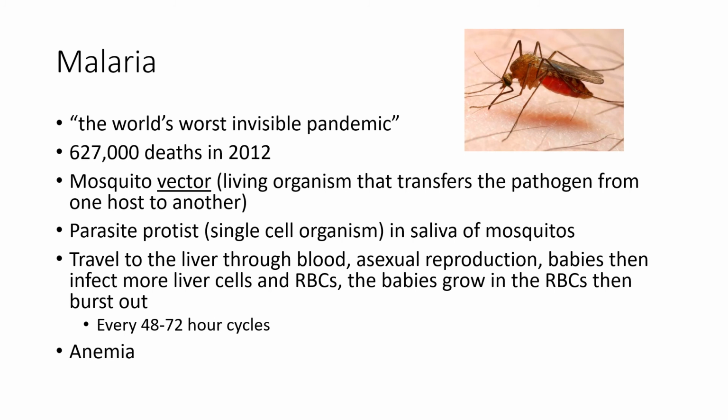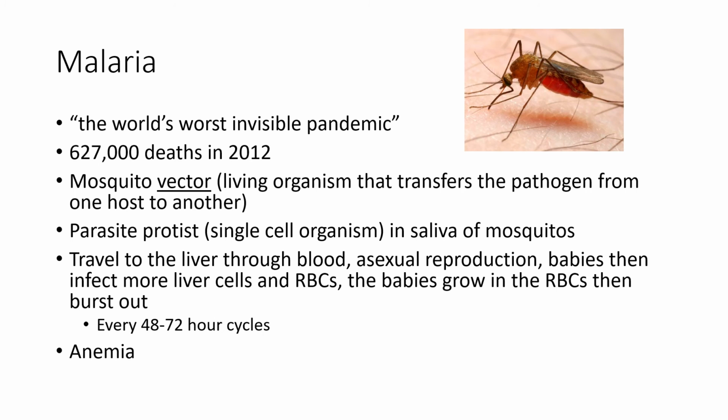Our next disease is malaria, and I know we've already talked about malaria in the last section, but I would be remiss not to mention it again. Malaria is known as the world's worst invisible pandemic. I think this is one of those diseases that people underestimate because it's not happening around us in America, but it kills quite a few people. Just in 2012 alone, 627,000 people died due to malaria.